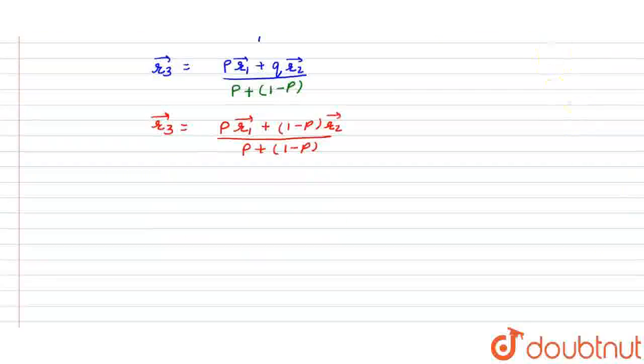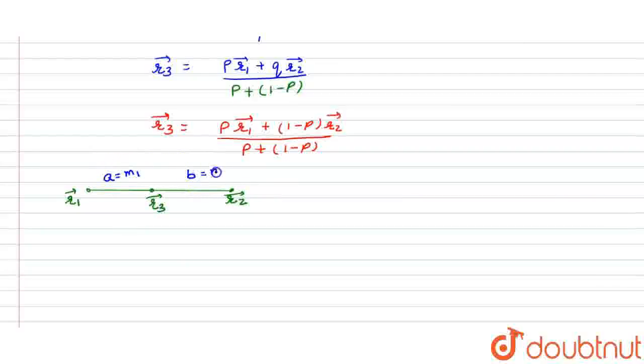In the question, r1 vector, r2 vector and r3 vector are collinear vectors. That means we take three points. First we have the point r1 vector and second we have r2 vector. Now the third point, this r3 vector, is in between r1 vector and r2 vector, and divides them in the ratio a to b. Here a is equal to m1, b is equal to m2.